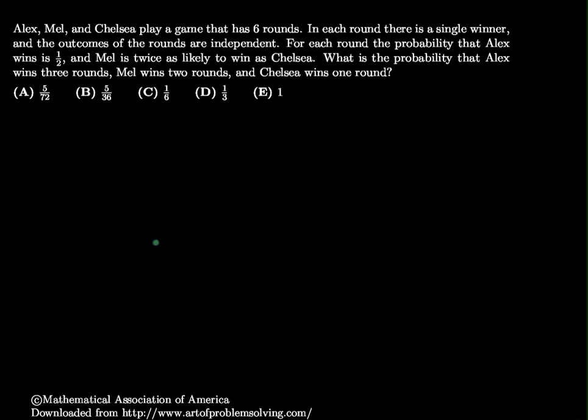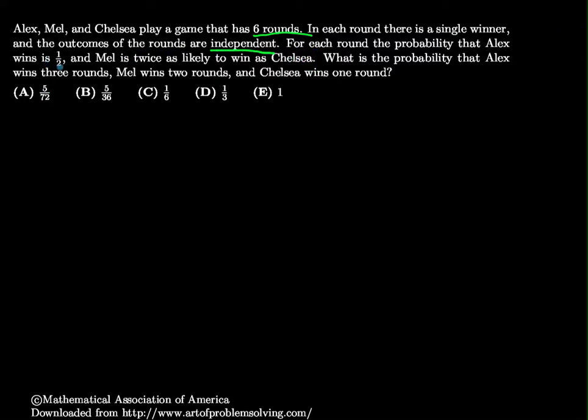Okay, 2012 AMC. This is problem 11 from the AMC12A, and it's a fun little probability problem. It says Alex, Mel, and Chelsea play a game that has 6 rounds. In each round, there is a single winner, and the outcomes of the rounds are independent. Okay, that's important. For each round, the probability that Alex wins is 1/2.